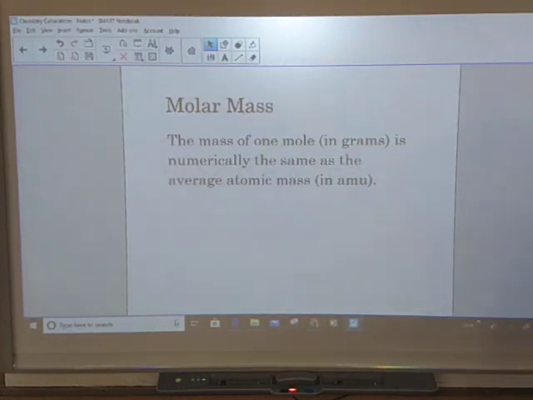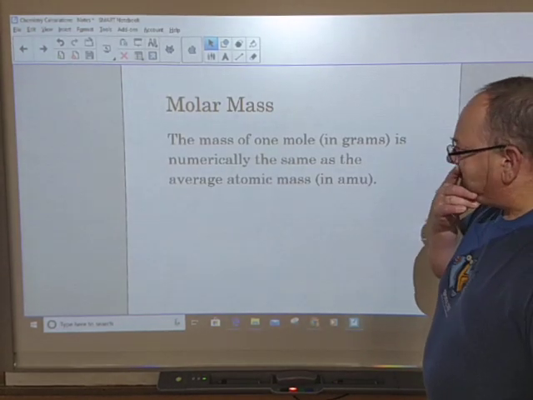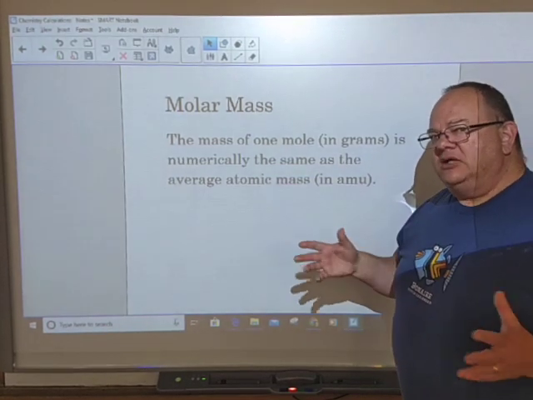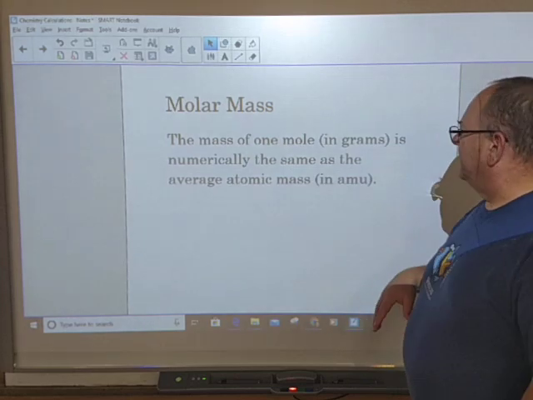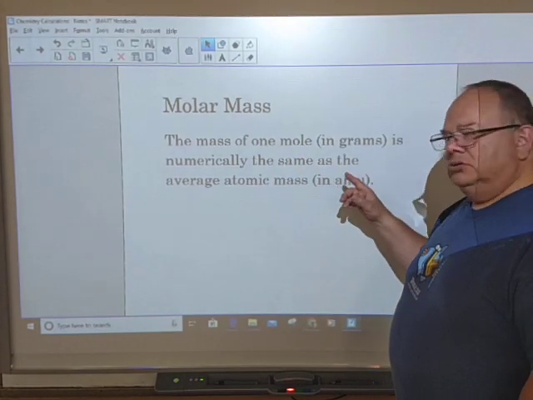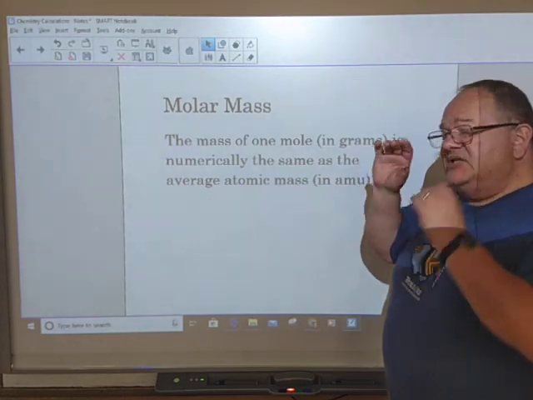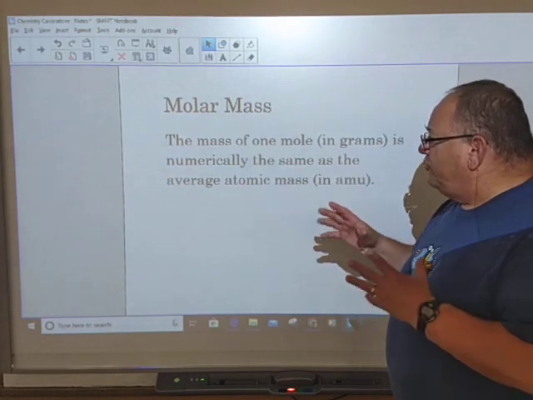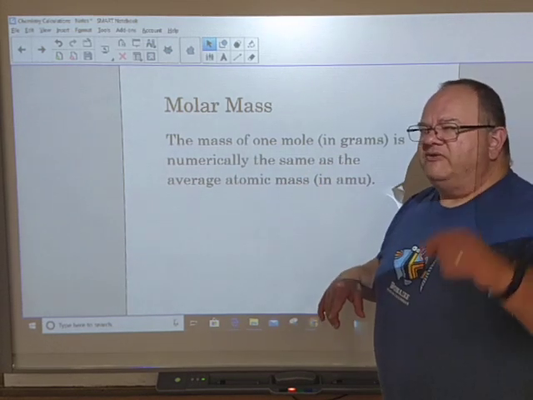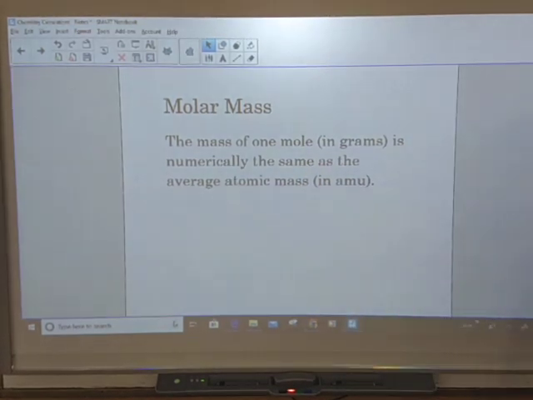Okay, what about this other way, going to Mass Island? Well, you know, this mole concept isn't just a random number. There's a reason that was chosen. It turns out that the mass of 1 mole in grams is numerically the same as the average atomic mass. Let me give you an example to make sense of that.